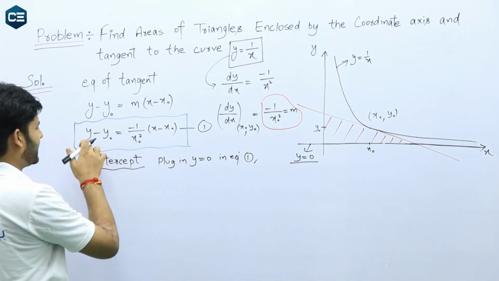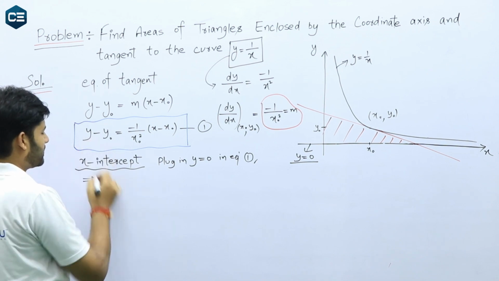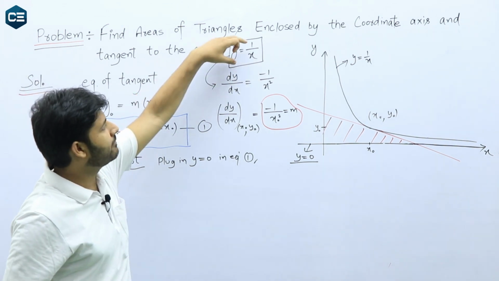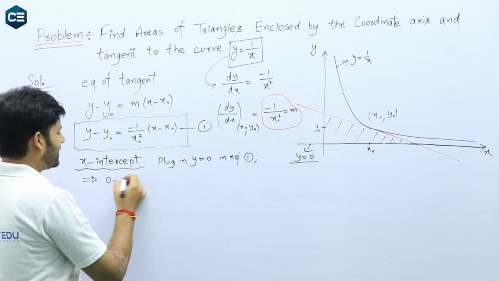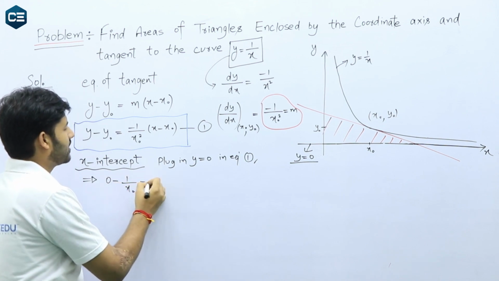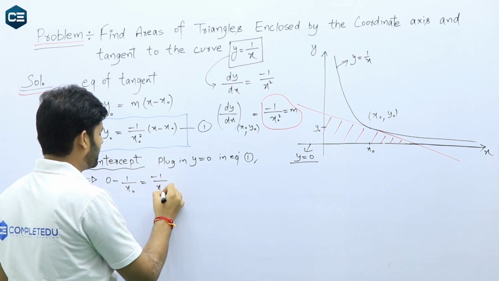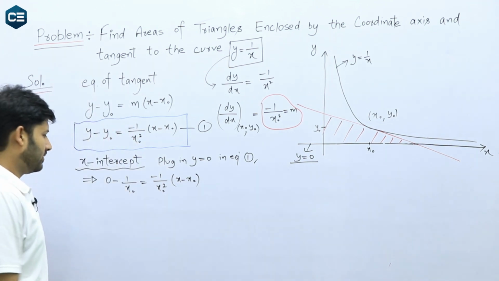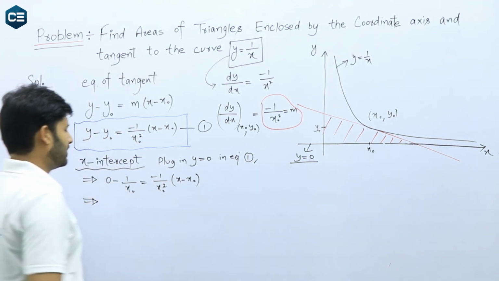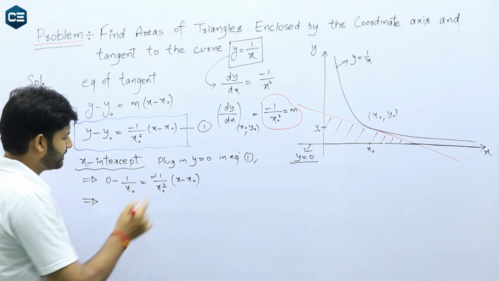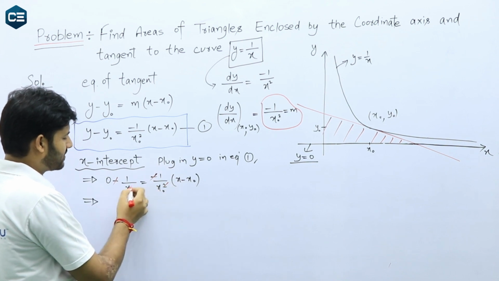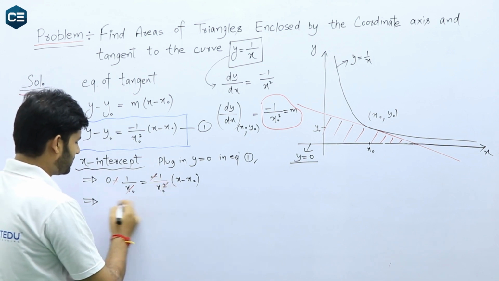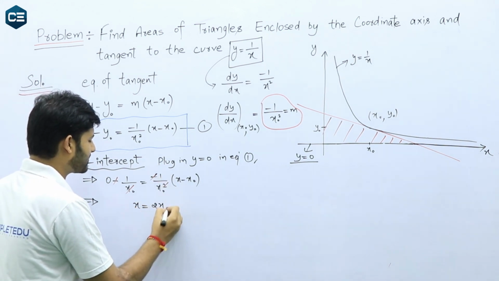So let's substitute. Here we get 0 minus y0, and from here y0 equals 1 over x0. So we get 1 upon x0 equals minus 1 upon x0 square times (x minus x0). On further solving, minus minus cancel out. The x0 square cancels out, x0 comes here and x0 adds up, 2x0 equals x. So we get x equals 2x0.